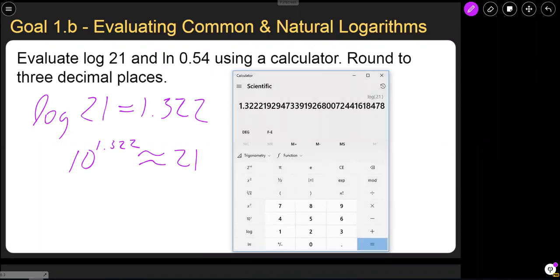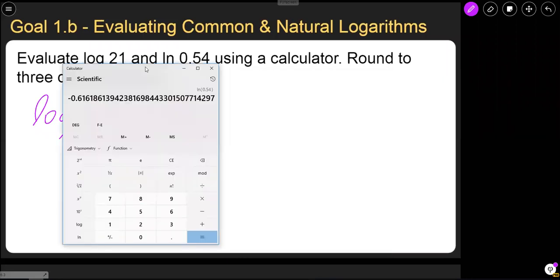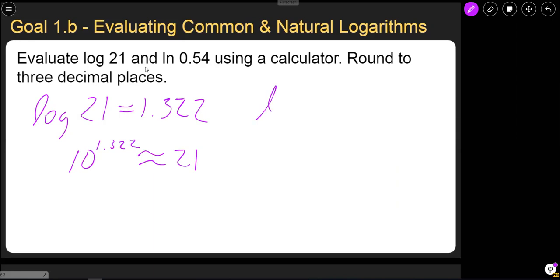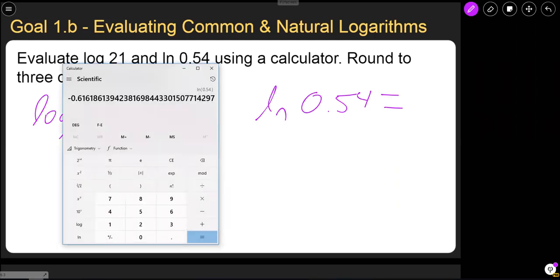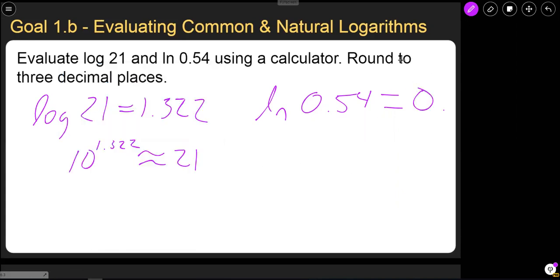Similarly with 0.54, if I want to find the natural log of that, I just type 0.54, hit the ln button, and I get negative 0.616. So the natural log of 0.54 is equal to negative 0.616, rounded to 3 decimal places. And again, that's just saying that e to the negative 0.616 power would be approximately equal to 0.54.